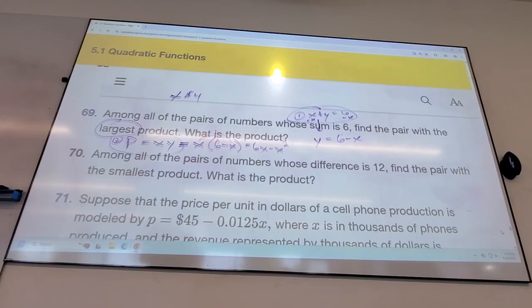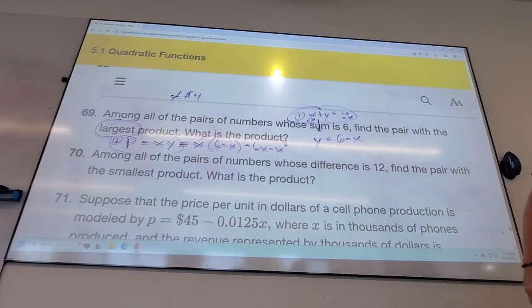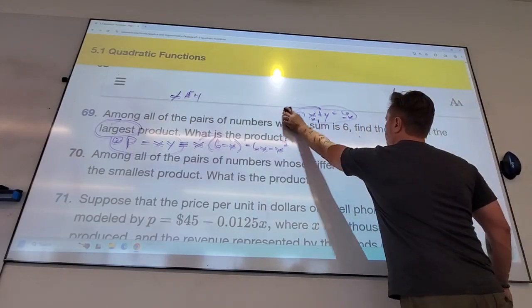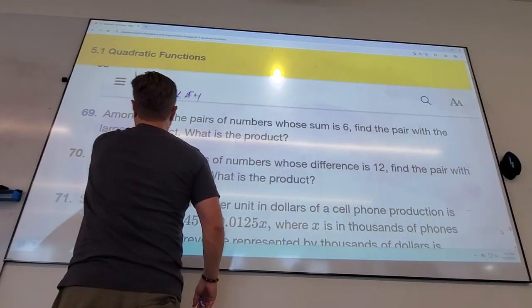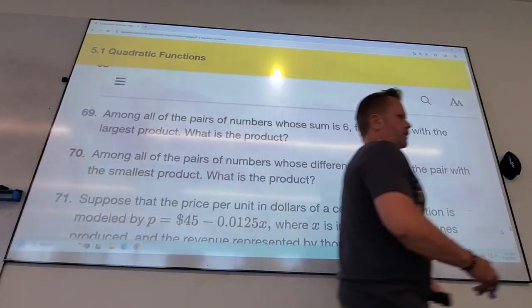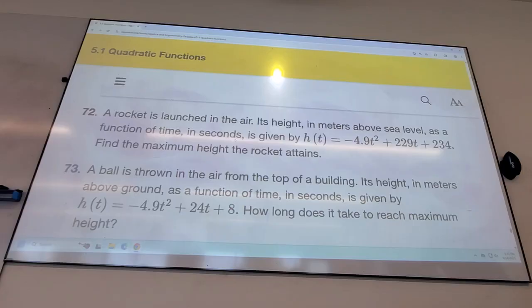So, not surprisingly, I love these kinds of problems. It's where do these parabolas show up in real life? Now, 69 is not really real life, right? Who's sitting around going, oh, this is the largest... no, who's this person? But like number 71 is real life, right? There are functions that model profits and costs, so I want to know the maximum or the minimum, whatever, so I have to have a way to figure that out. Here's a rocket launched in the air, find the maximum height, that's a good thing to know.